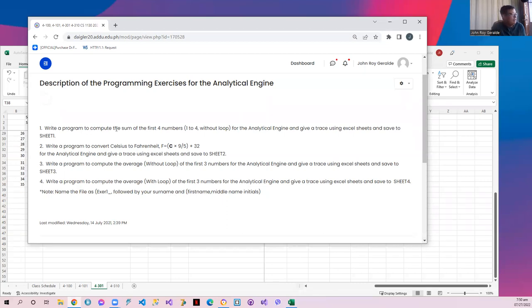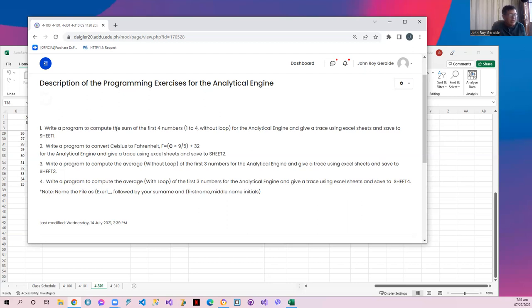Instead of using multiplication, you can use addition. Then the second one is write a program to convert Celsius to Fahrenheit using the following formula and save it to sheet two. I'm going to give another example for Celsius to Fahrenheit. Then write a program to compute the average, also without loop. It's similar to worksheet one with an additional function, because if you know how to compute the sum, you also know how to compute the average. Do you follow? Save it in sheet three.